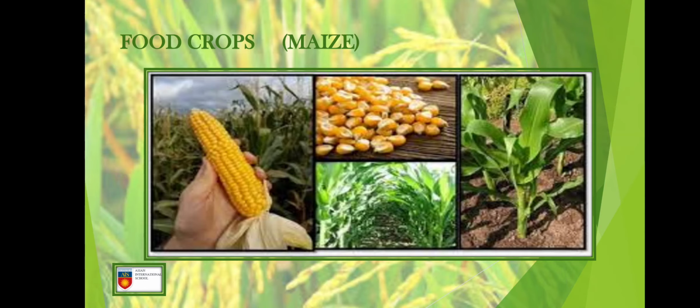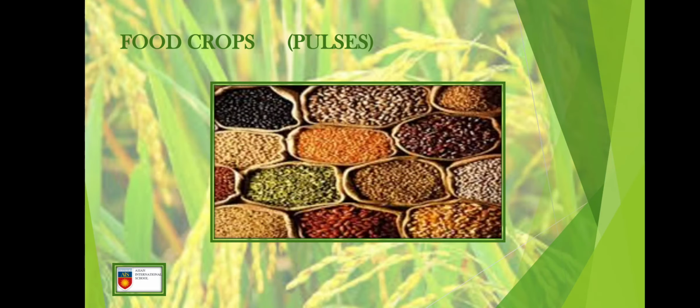Maize. It is also known as corn. It is grown in Bihar, Uttar Pradesh, Madhya Pradesh, Rajasthan, and Karnataka. Pulses or dals such as green gram, moong, red lentils, masoor, black gram, urad, and chickpeas, chana, are grown in several states of India. They have high nutritional value and are very good for health as they are rich in proteins.